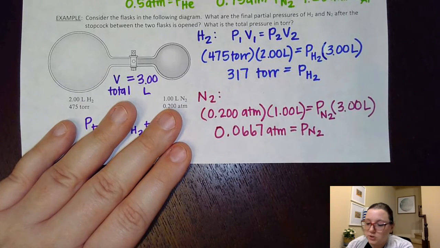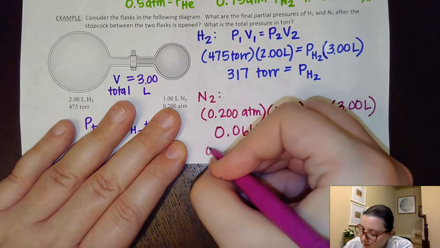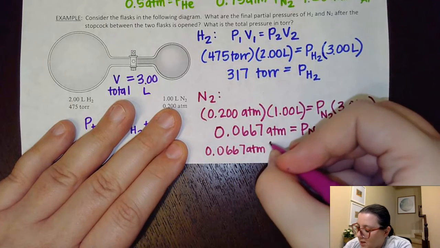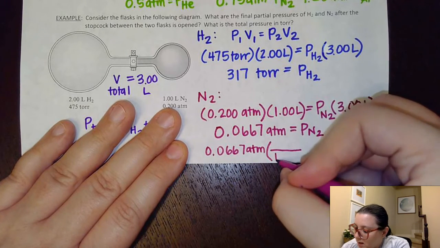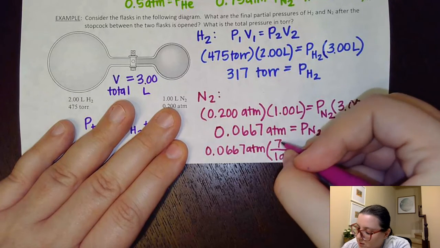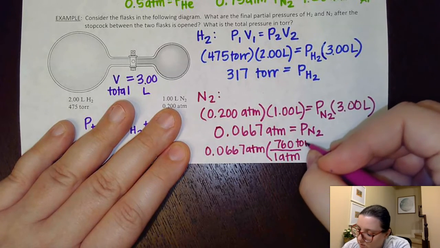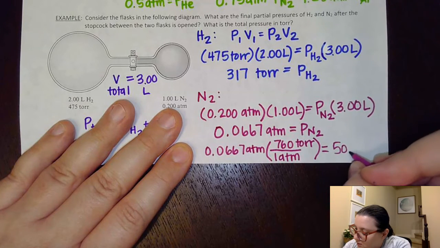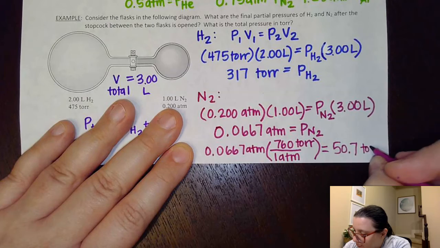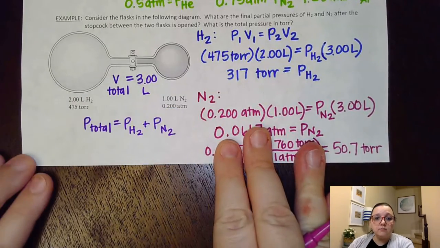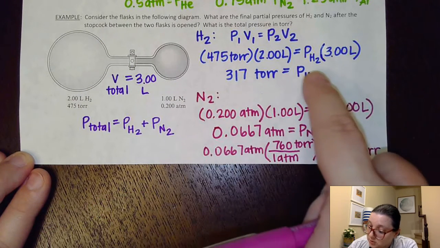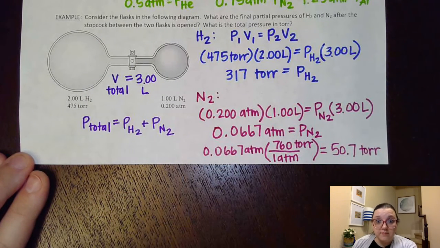Now, obviously, that's an issue because that unit doesn't match, so I would need to do a quick conversion of it. 0.0667 atmospheres. We would say that for every 1 atmosphere, that would be 760 torr. So we could do just a quick dimensional analysis, and that gets us a value of 50.7 torr. So then, to address the question, these would be my 2 final partial pressures of H2 and of N2 after that valve has been opened.